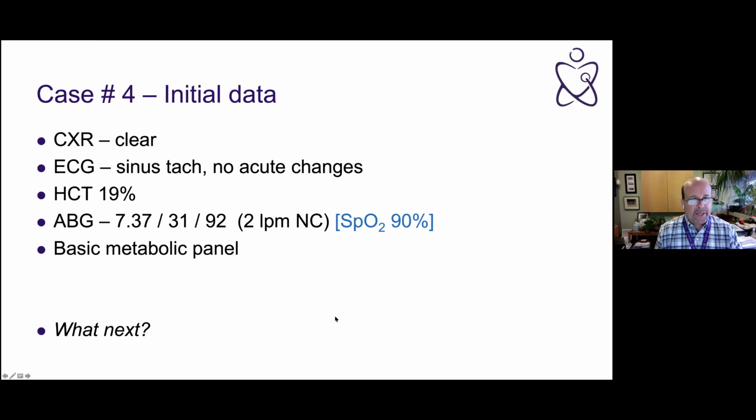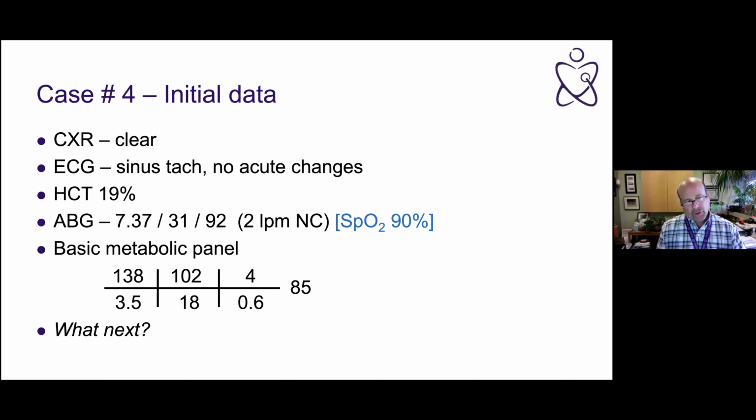Here's her initial data. Her chest x-ray was completely clear. Sinus tach, no acute changes. Her hematocrit, I told you, was 19%. Her blood gas, 7.37, 31, 92 on the 2 liters nasal cannula, but at the time her SAT was reading 90%. And her basic metabolic panel was this. She had an anion gap of 18, normal renal function, pretty much normal electrolytes.